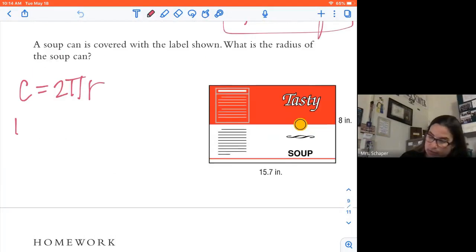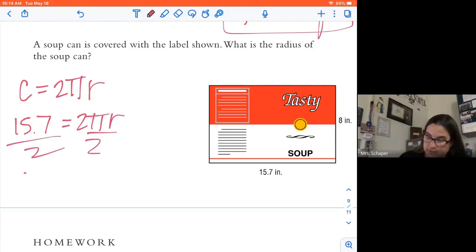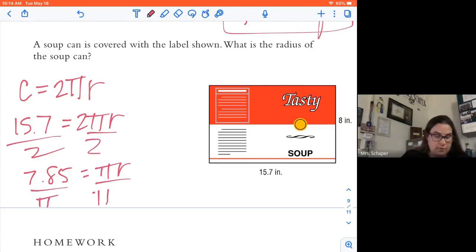So 15.7 is equal to 2 pi r. Divide by 2. So 7.85 is equal to pi r. Divide by pi, and we'll get our answer. So if I go in here and divide by pi, 2.50 is equal to the radius.